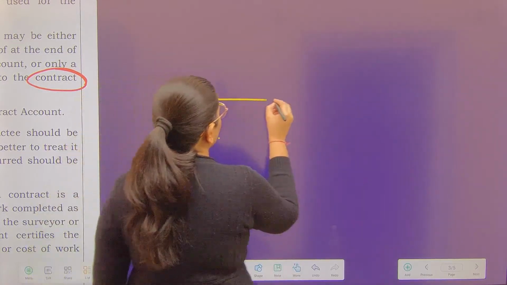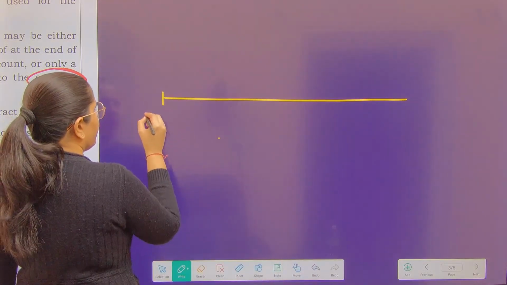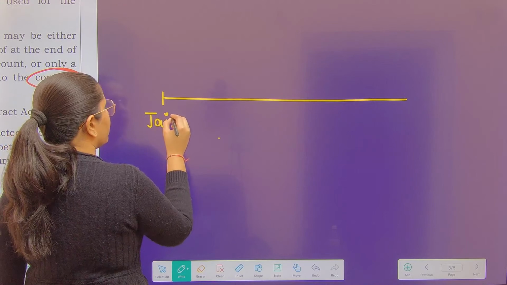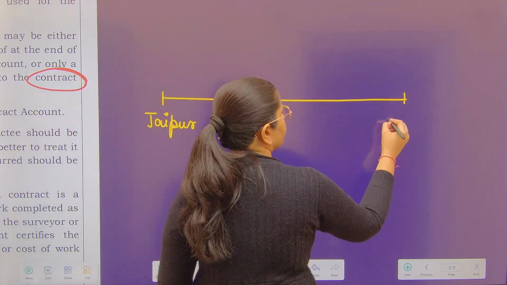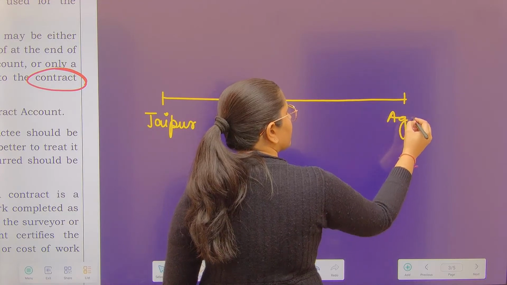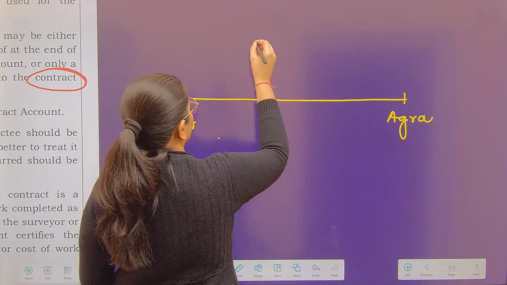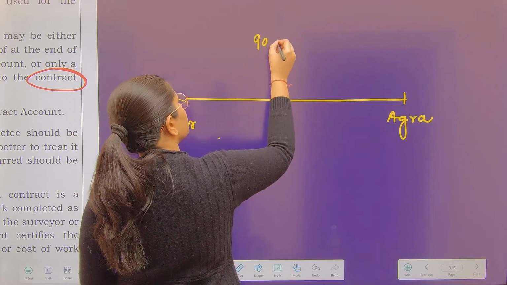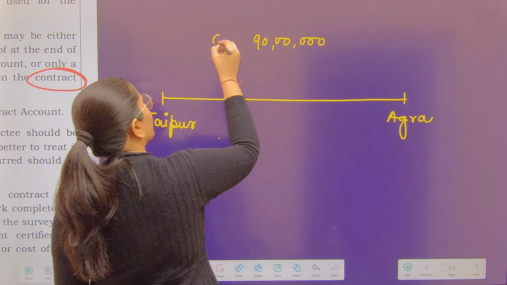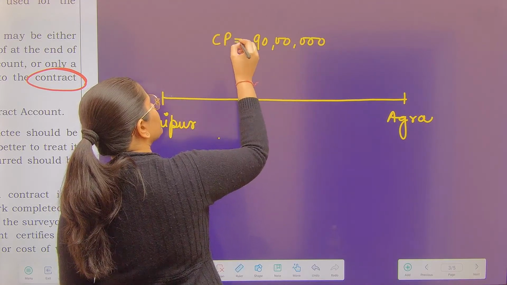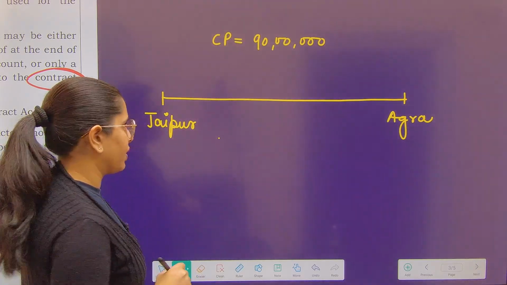So this is the highway which I have to build from Jaipur to Agra. I will be receiving 90 lakh rupees for this. This is my contract price. What is this? This is my contract price. I will be receiving 90 lakhs out of it.